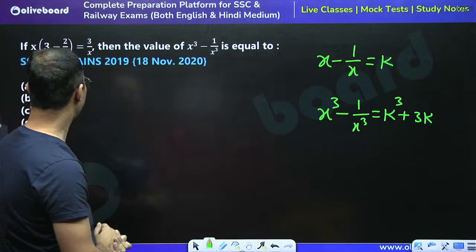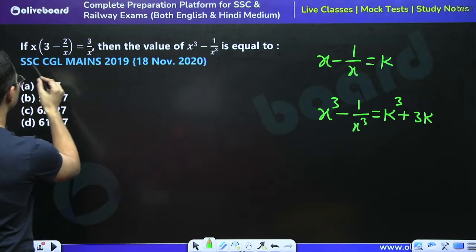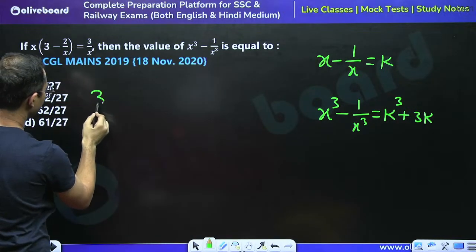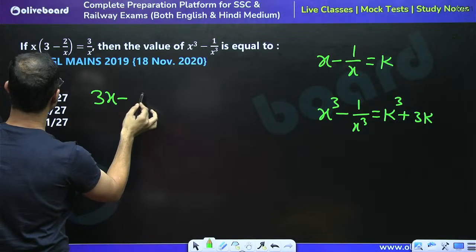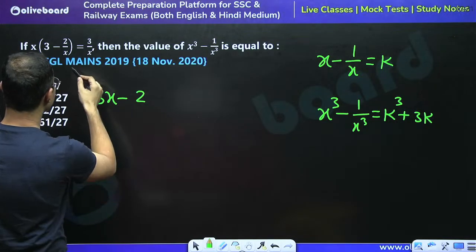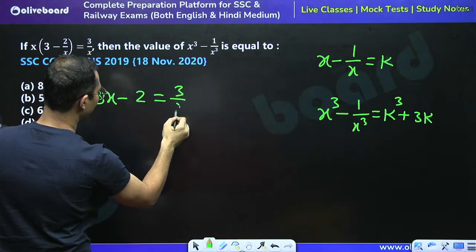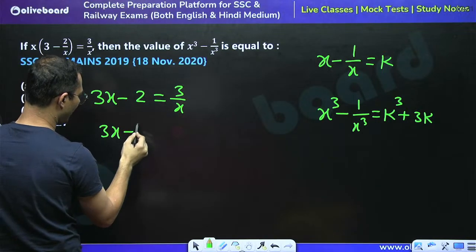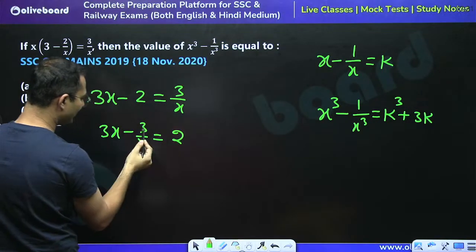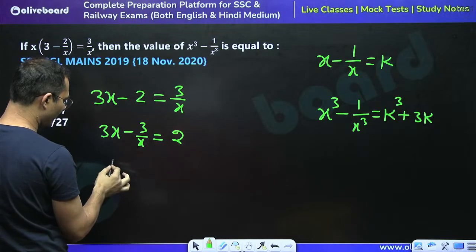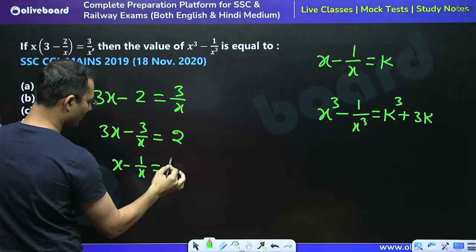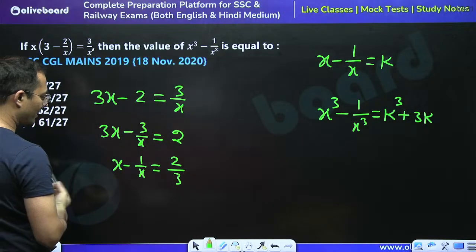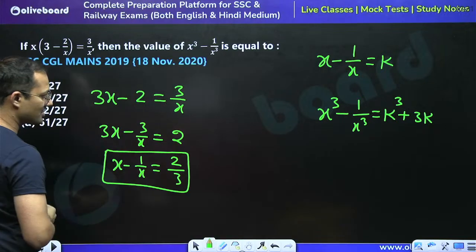See, we can say that just multiply by x in the bracket. So we will get 3x minus 2, x got cancelled, is equal to 3 by x. So transfer 3 by x to the left side and transfer 2 to the right side. So 3x minus 3 by x is equal to 2. Take the 3 common and shift it to the right side. So we can say that x minus 1 upon x is equal to 2 by 3.